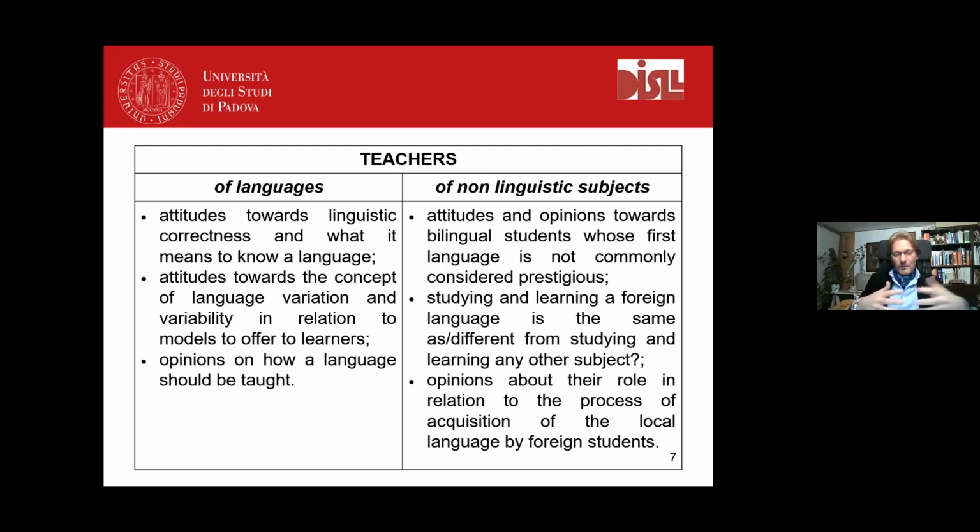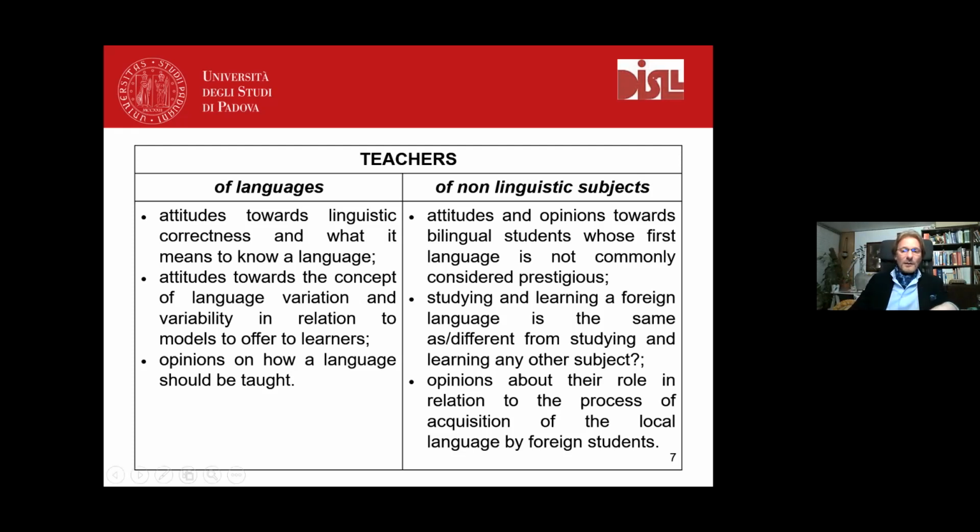This is just to give you an example of what may derive from applying folk linguistics to the analysis of the attitudes that teachers of foreign languages, and of languages as a whole, have towards what a language is. Attitudes towards the concept of language variation and variability in relation to models to offer to learners. This is also a key point, especially when you consider language from a sociolinguistic point of view. And then opinions on how a language should be taught, which is also very relevant.